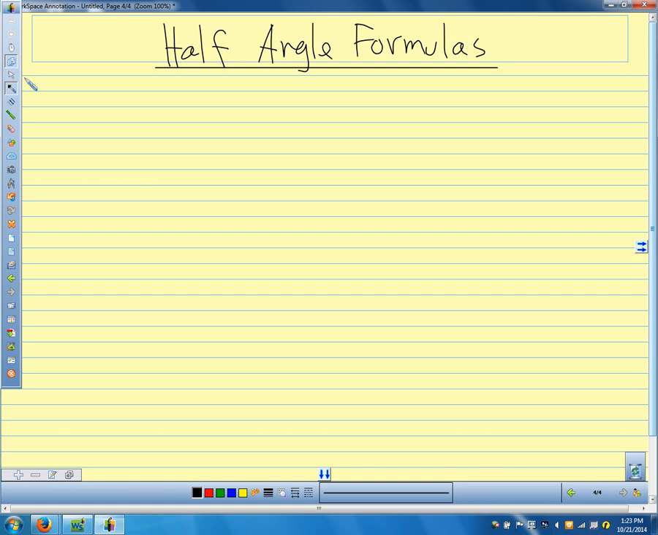These all come from the double angle formulas, because doubling and halving are essentially the opposite things. So I'm going to start with cosine of 2u equals 1 minus 2 sine squared u. So these all come from these double angle formulas for cosine. Is u half of 2u? Yeah?